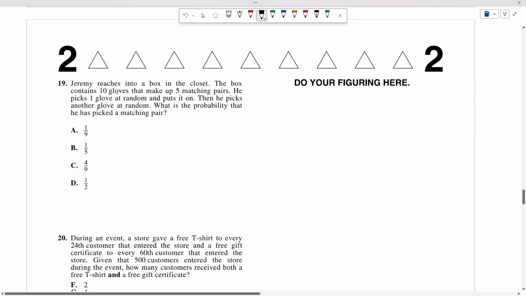Number 19, Jeremy reaches into a box in the closet. The box contains 10 gloves that make up 5 matching pairs. He picks one glove at random and puts it on, and he picks another glove at random. What's the chance that he picked a matching pair?